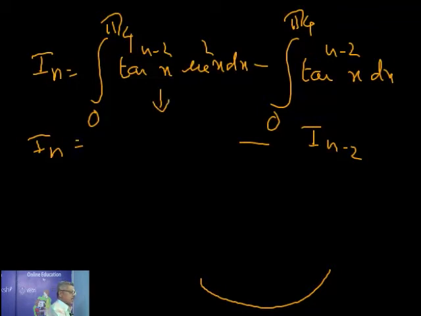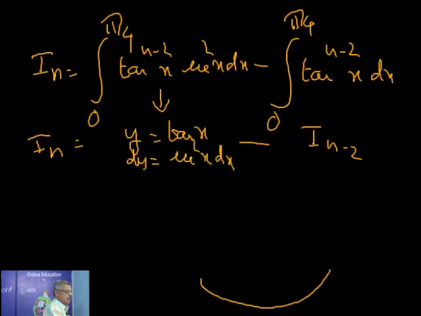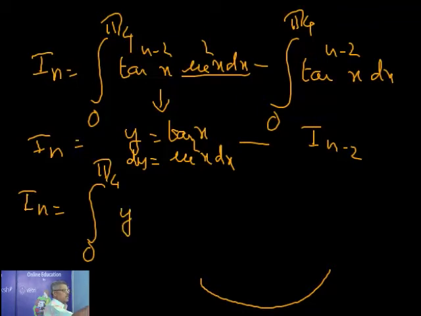For this integral, we are giving the substitution y is equal to tan x. Then automatically dy is equal to secant square x dx. We are having a very good substitution, everything. So therefore, In is equal to integral from 0 to pi by 4, tan x power n minus 2 is nothing but y power n minus 2, and the secant square x dx is replaced by dy, minus I(n-2).